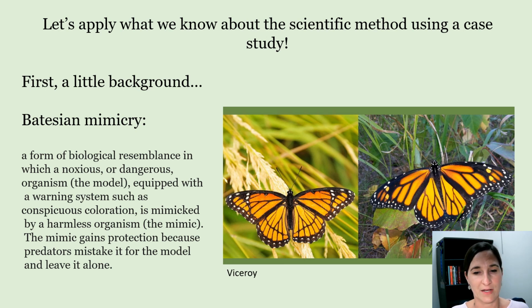This viceroy here is not poisonous. The bird can eat this viceroy and be just fine and have a nice, nutritious meal. However, the viceroy mimics the monarch. It's called Batesian mimicry. Can you think about why this would be advantageous? If you look like a poisonous animal, are predators going to eat you? No. So the mimic gains protection because the predator mistakes it for the model. The model in this case is the monarch, and it leaves it alone.